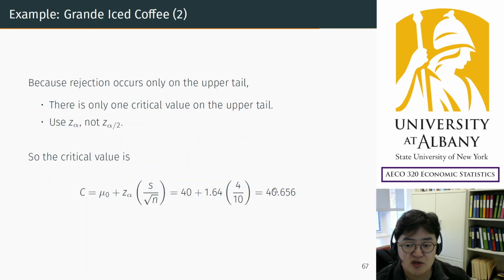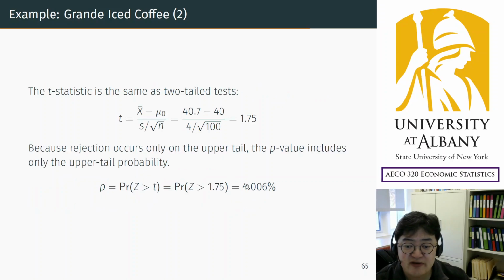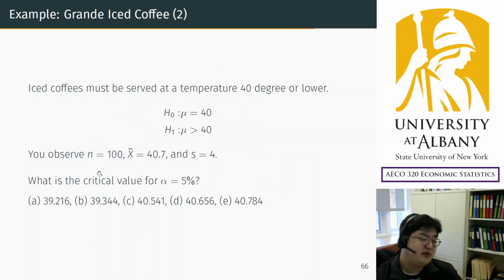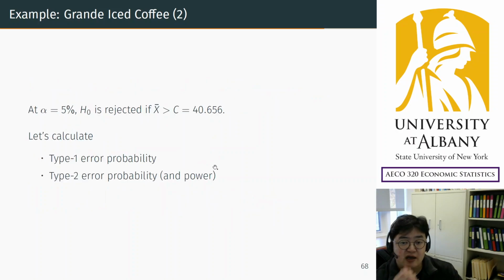Here the critical value is 40.6565, but your observation is 40.7, which is higher than the critical value, so you reject the null hypothesis. It is too high. Also here, the p-value is 4%, which is lower than the 5% significance level, so you reject the null hypothesis. So whether you use the p-value or the critical value, the null hypothesis will be rejected at the 5% level.